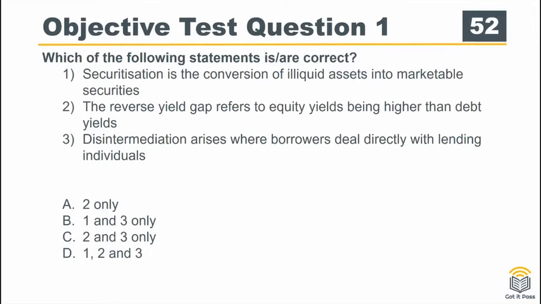The financial management environment objective test question number 1. There are 3 statements. Which statement is or are correct? So what are the statements talking about? It's about securitization and intermediation. So let's check. For the first statement, securitization is the conversion of illiquid assets into marketable securities.